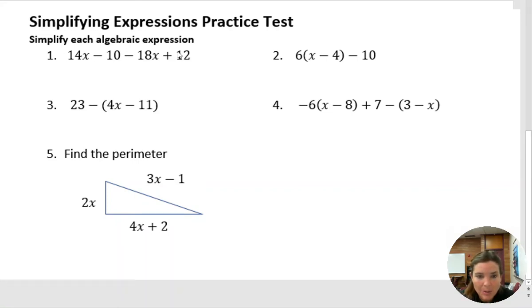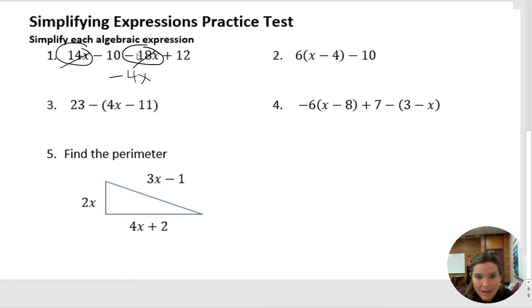So on the first one, when it says simplify each algebraic expression, I think the very most important thing for you to pay attention to is the signs. So this is 14x, and then we have a negative 10, a negative 18x, and a positive 12. When we combine like terms, remember the ones that have the same variable to the same power, we can combine those. But because there's a minus or a subtraction sign in front of that 18x, that is really a negative 18x. And so a 14x and a negative 18x is a negative 4x.